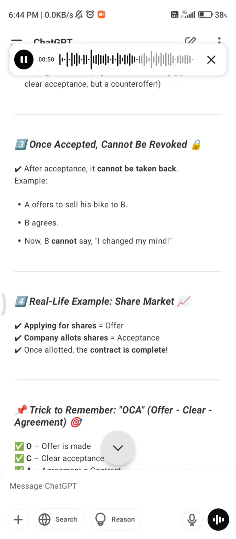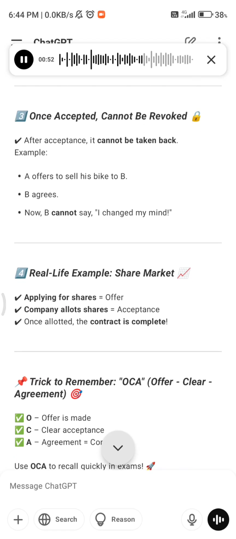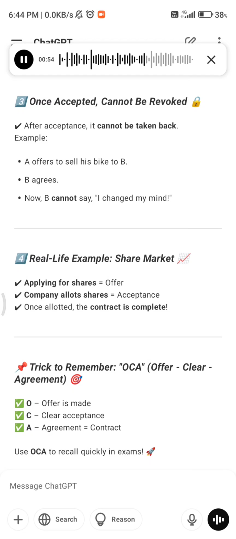3. Once accepted, it cannot be revoked. After acceptance, it cannot be taken back. Example, A offers to sell his bike to B. B agrees. Now B cannot say, I changed my mind. Real-life example, share market. Applying for shares equals offer. Company allots shares, acceptance. Once allotted, the contract is complete.